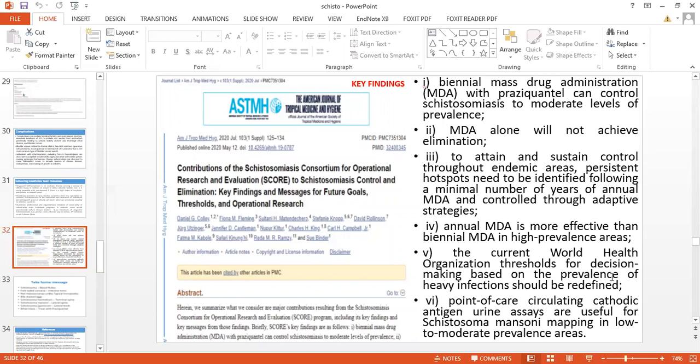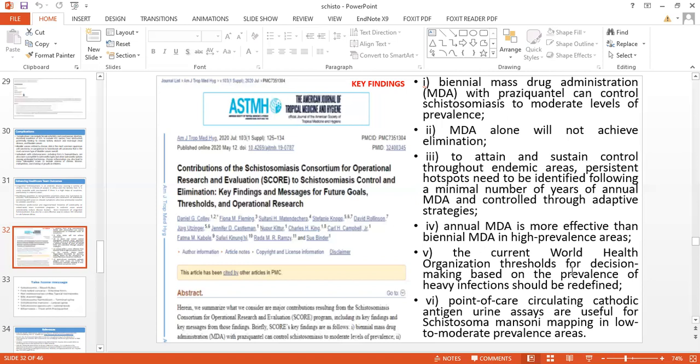Annual MDA is more effective than biannual MDA in high prevalence areas. In the first article we discussed that biennial mass drug administration can control to a moderate level of prevalence. So in high prevalence areas, it is only the annual administration.